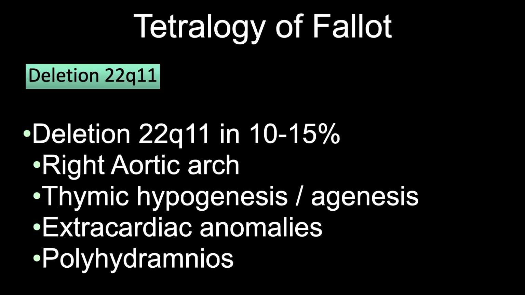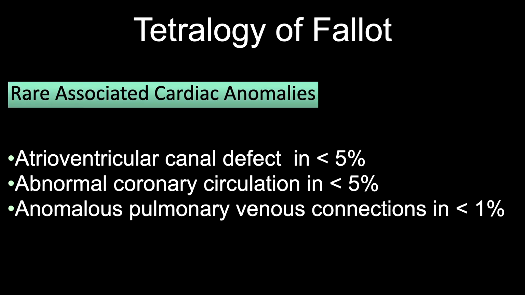Risk factors for 22q11 deletion are the presence of a right-sided aortic arch, if the thymus appears hypoplastic, small or absent, any extracardiac abnormalities with tetralogy of Fallot substantially increases the risk of DiGeorge syndrome, and the presence of polyhydramnios in those lesions. There are other associated cardiac anomalies with tetralogy. I mentioned the association when I gave the talk on the AVSD, atrioventricular canal defect, with tetralogy, but that's a rare association. Abnormal coronary circulation, which becomes important in managing those patients postnatally, and then rarely you have anomalous pulmonary venous return.